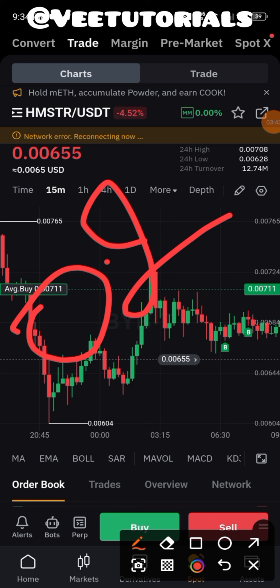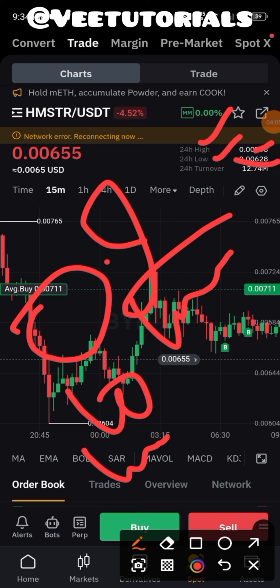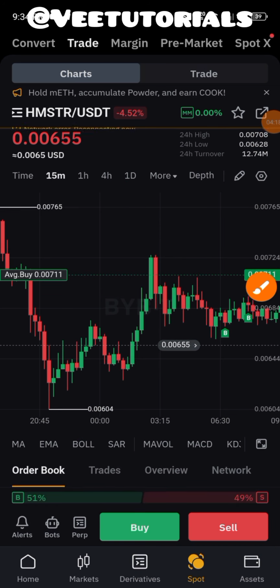So if you are to invest in Hamster Kombat coin with just 10 USD, believe me, you can make this 10 into 100 and above in the nearest time. Looking at it, 24 hours high was 0.07, 24 hours low was 0.062, and the 24 hours turnover is roughly 12 million. You can see 12.74 million, which is the 24 hours turnover.